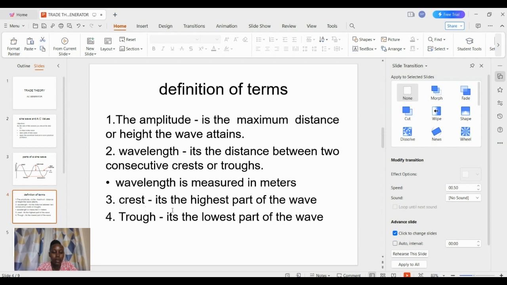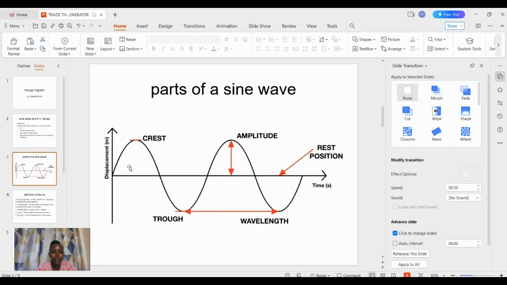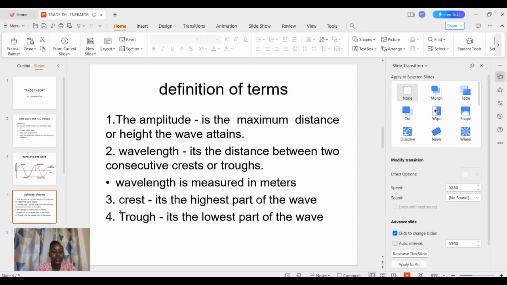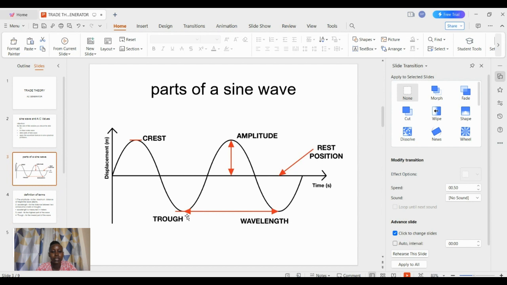So let's look at crest. Crest is the highest part of the wave. This tip here is what we are calling crest. And obviously, trough now becomes the lowest part of the wave, as you can see from our diagram.